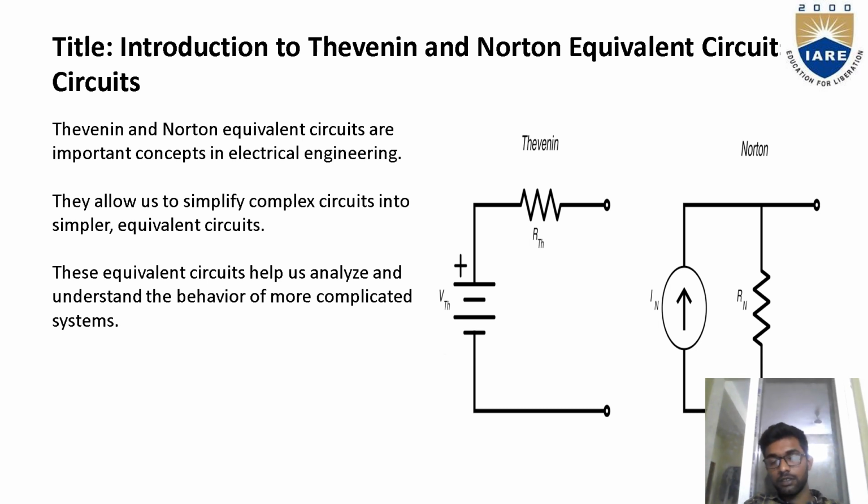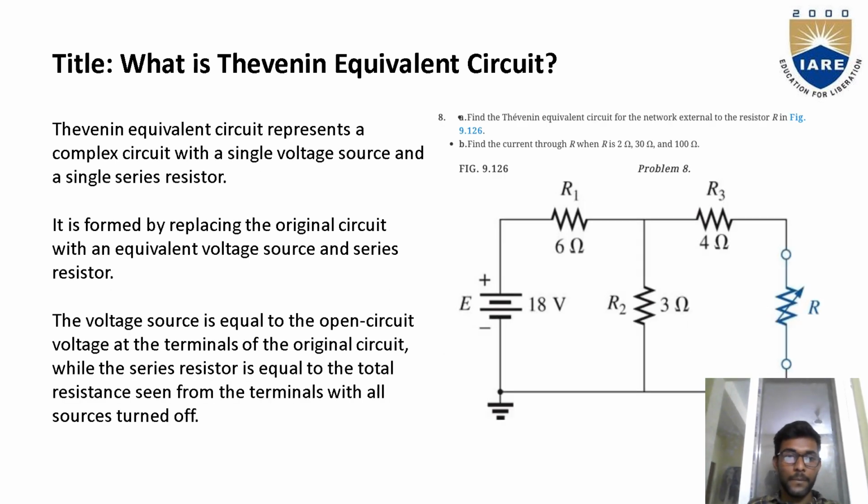This circuit is the Thevenin circuit and this circuit is the Norton circuit. These are two separate methods to solve complex circuits. Let's go into the topic called Thevenin's equivalent circuit. How is it solved? What is meant by Thevenin's equivalent circuit? A Thevenin equivalent circuit represents a complex circuit with a single voltage source and a single series resistor.